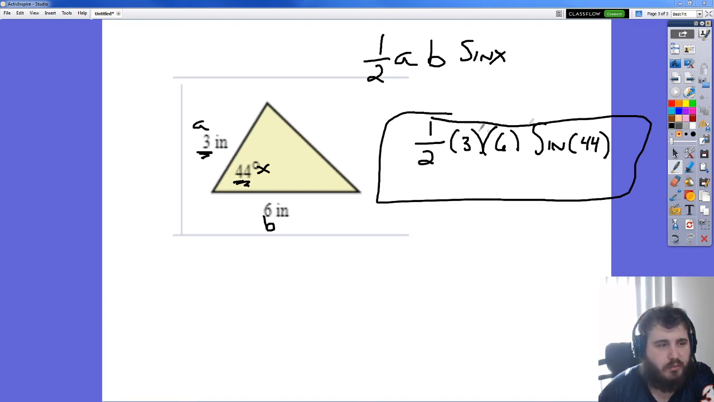So like for me, with my numbers that I have, I take it and I plug it all into the calculator, and what do I get? Once I get there, I'm just going to take the 1/2, the 3, the 6, the sine 44, multiply them together. So 1/2 times 3 times 6 times the sine of 44. And you end up with a number like this.